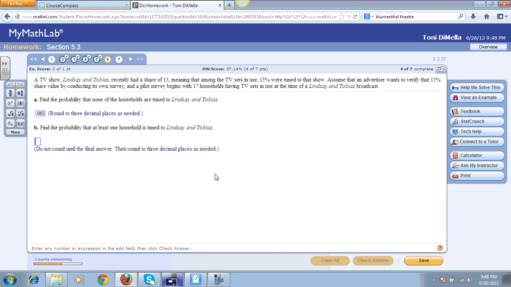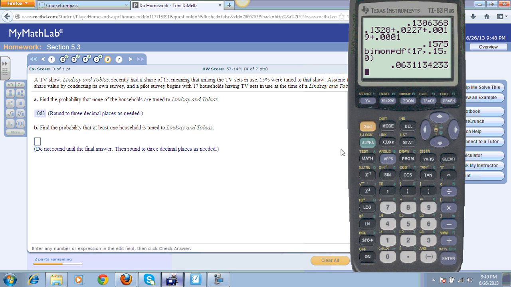What's the probability that at least one household is tuned in? And that's where, when we were talking about at the end of 4, the idea of being disjoint. 0 is the disjoint set of at least 1. So anything but 0 would have to be 100%, take out just the percent that had the 0. Now, if they wanted to know something like more than 3 or more than 5, what you would do in your calculator is run this again, binomial PDF.